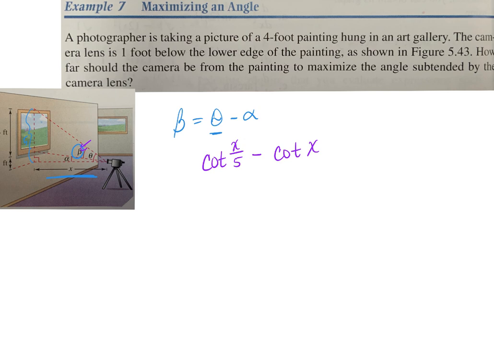So now it says maximize. How do I maximize? I take the derivative and set it equal to 0. Yes, that's my critical number. So the derivative of this guy, that's 1/5 over 1 plus my function squared, x over 5 squared. That's inverse cotangent, right? And technically this is a negative, all right? And then over here, that's going to be the derivative of that guy over 1 plus that guy squared. That's what happens here, okay?